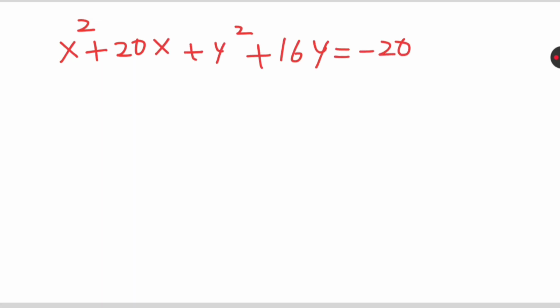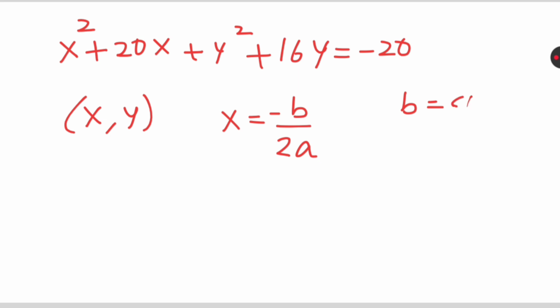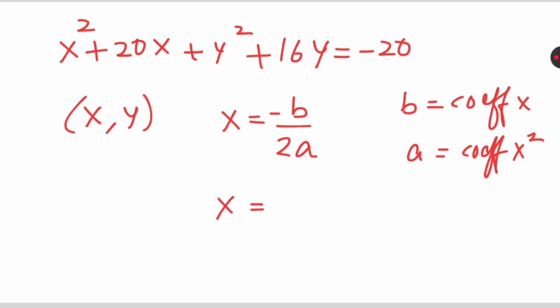So the given equation, x raised to power of 2 plus 20x plus y raised to power of 2 plus 16y that is equal to minus 20. To find the center x comma y, no need to do all these simplification. Just simply you need to take x as minus b over 2a. This is a shortcut to find the center of the given circle. So here b is nothing but the coefficient of x and a is nothing but the coefficient of x raised to power of 2.